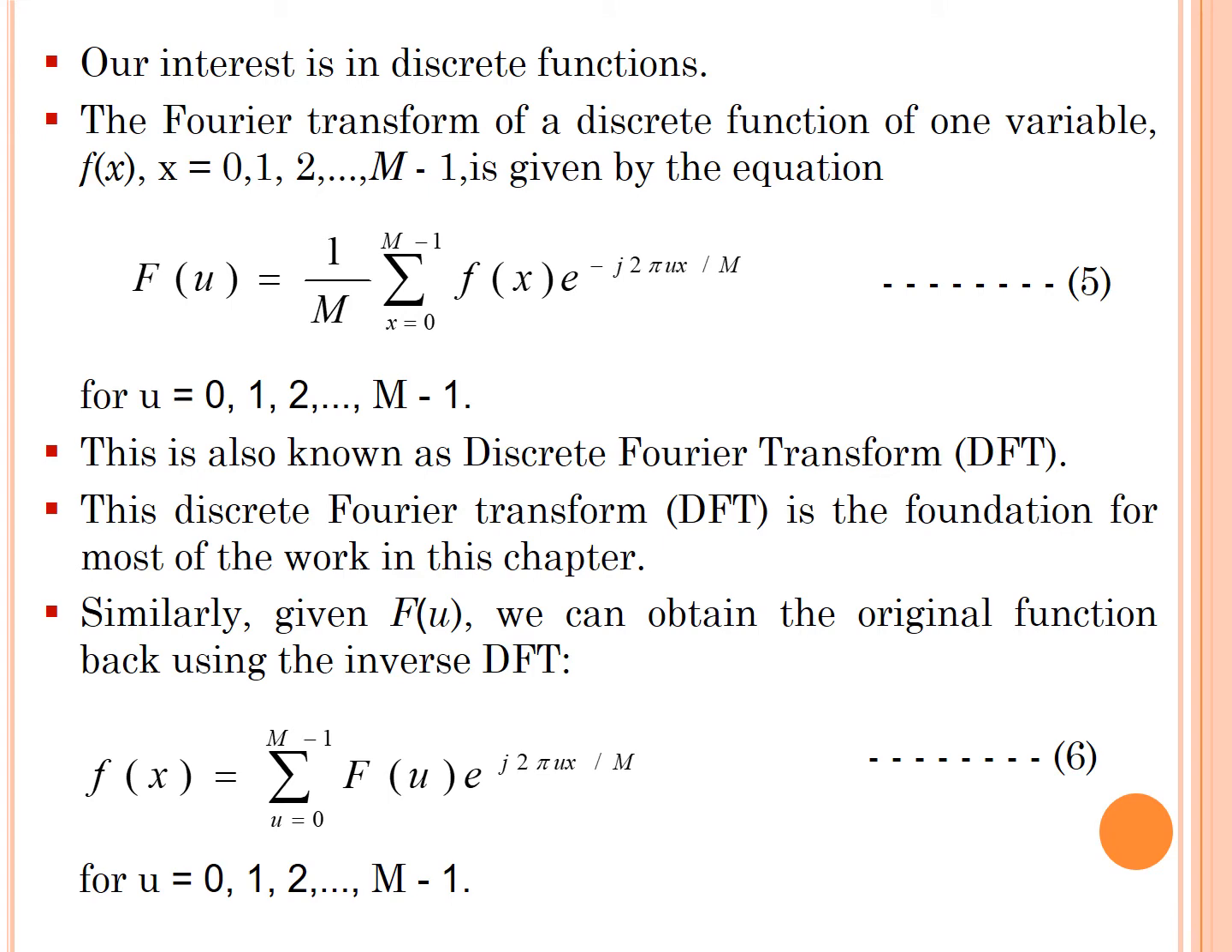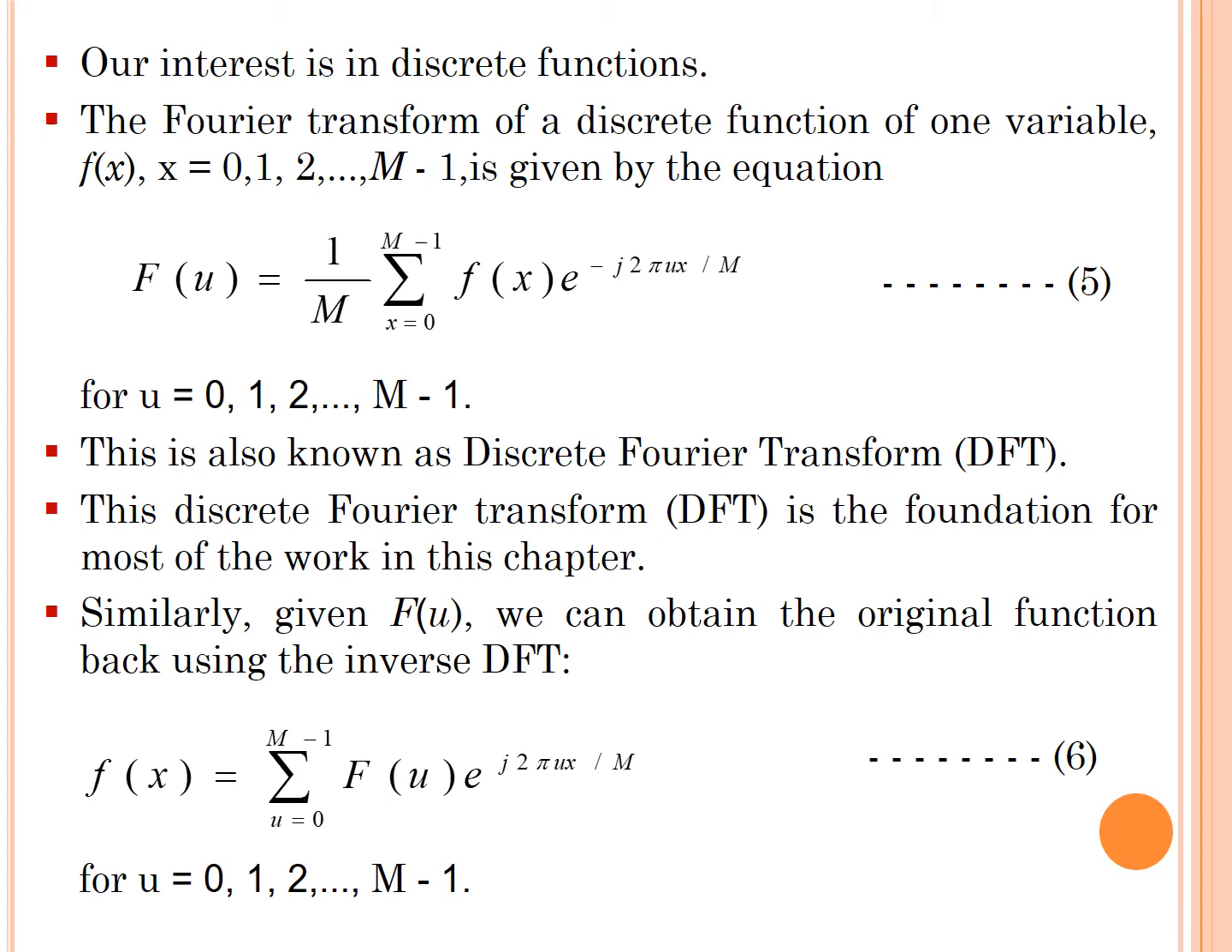Our interest is in discrete functions. The Fourier transform of a discrete function of one variable f of x, for x equal to 0, 1, up to M minus 1, is given by the equation F of u is equal to 1 upon M summation x equal to 0 to M minus 1 f of x e raised to minus j 2 pi u x upon M for u equal to 0, 1, up to M minus 1. This is also known as discrete Fourier transform, that is DFT.